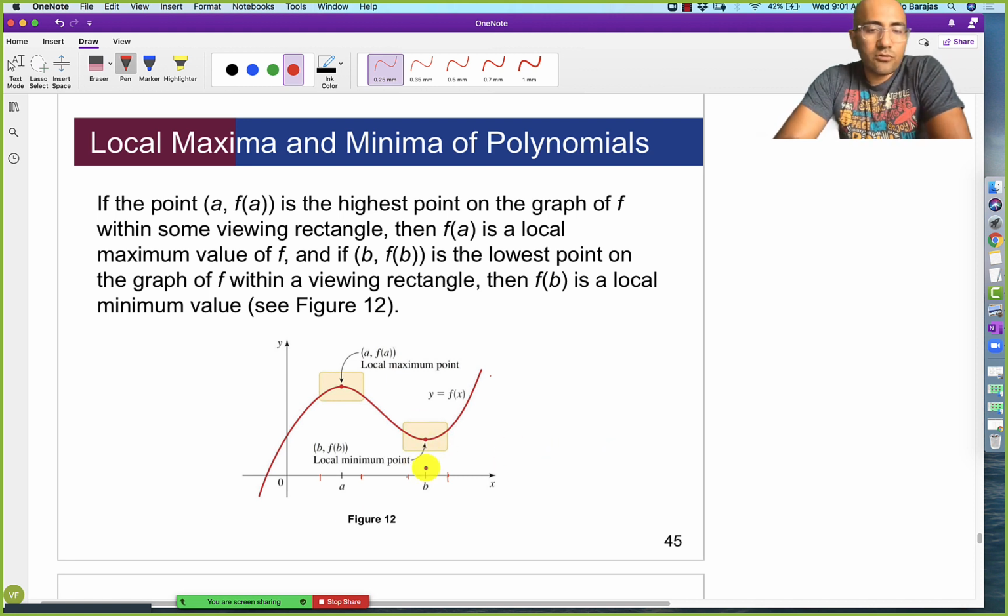Okay? So visually we can see it. When we graph it, we can easily spot where the local maximums and local minimums are. But it takes a little bit more work to figure those out when you have an equation and you have to figure out where those little bumps are. Okay?